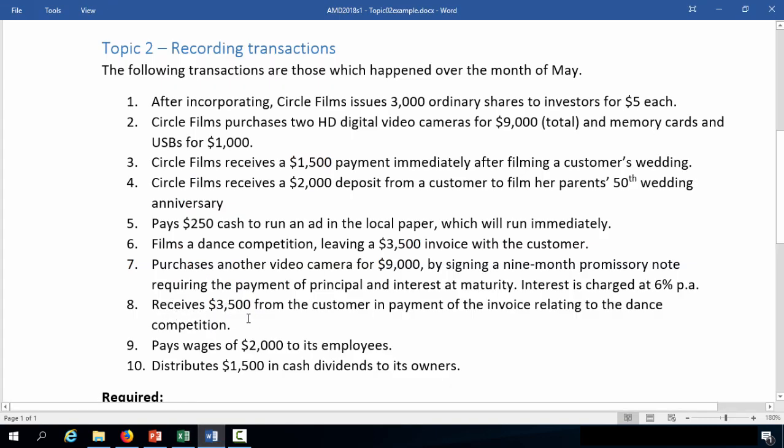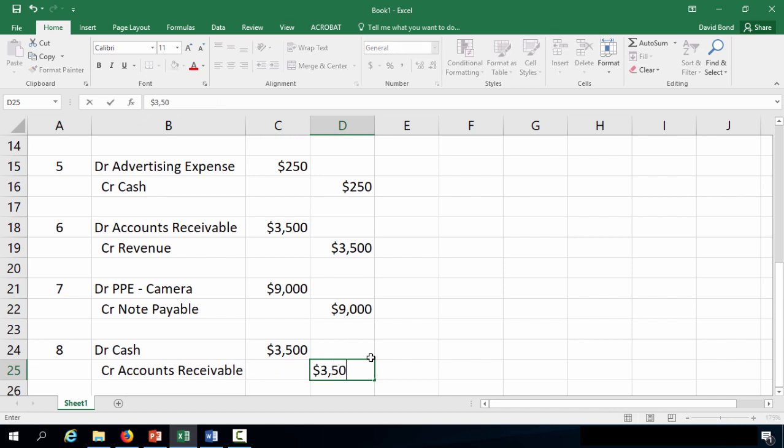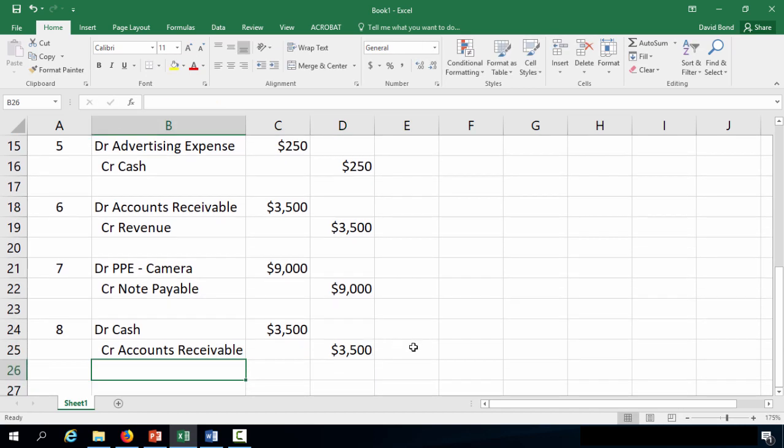Eight, receives $3,500 from the customer in payment of the invoice relating to the dance competition. So we debit cash because cash is increasing, $3,500, and credit accounts receivable because that asset is reducing, and when you have an asset reducing, you credit the asset.